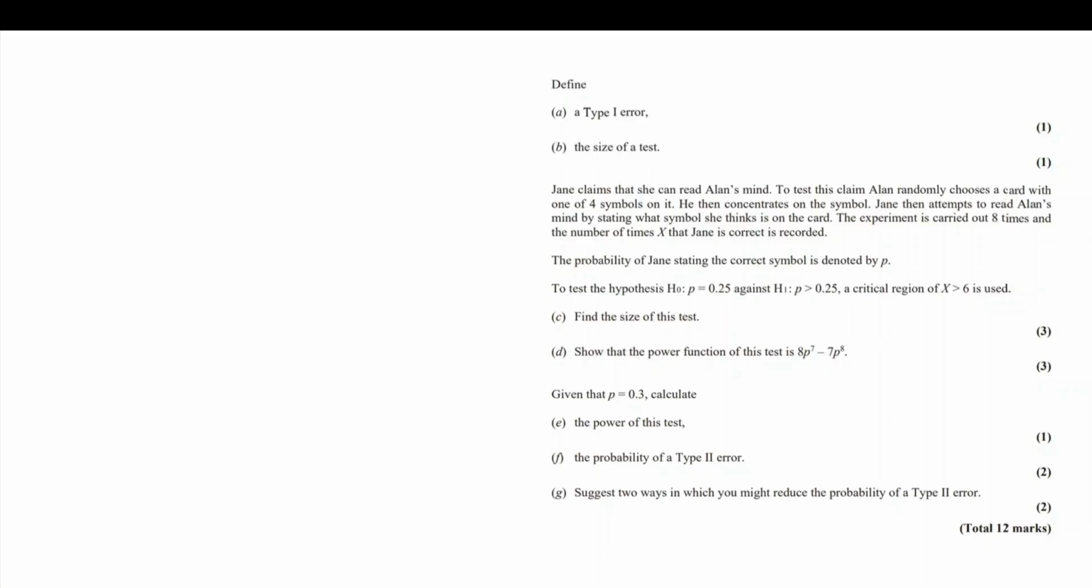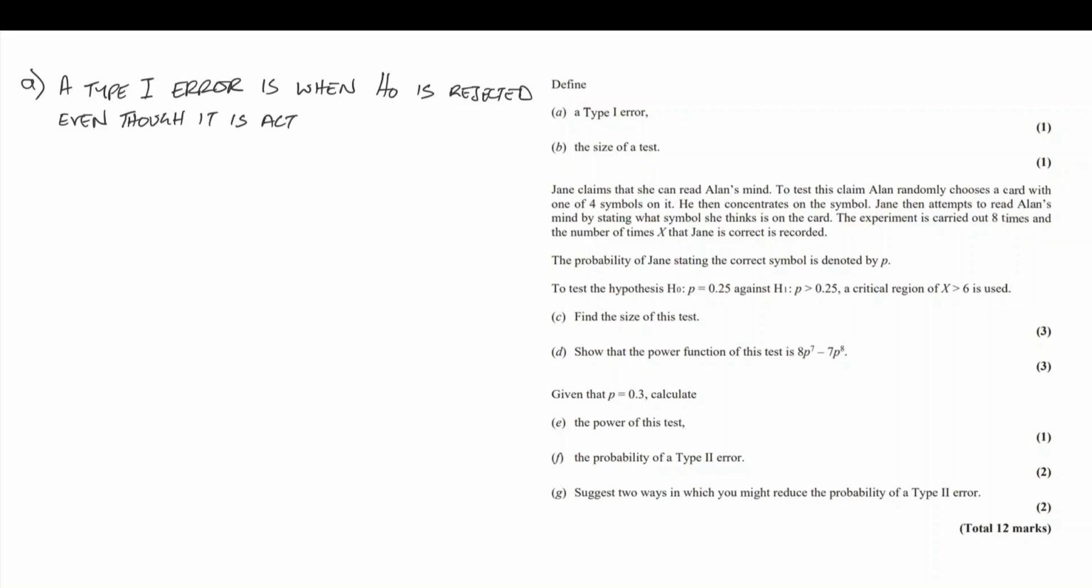This question starts with two definitions, and we're asked firstly to define a type 1 error and then to define the size of a test. Now, these are actually closely related. A type 1 error is when you reject the null hypothesis when it was actually true. You reject the null hypothesis and you shouldn't have. So that's the error you've made. You've rejected H0, but H0 was true. So we've come to an incorrect conclusion.